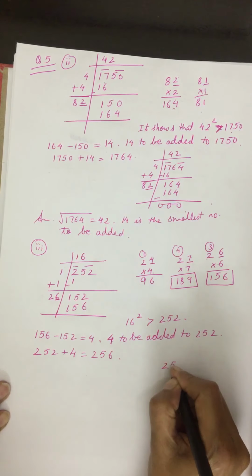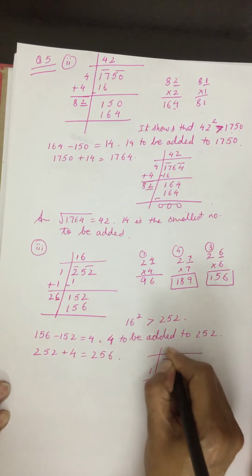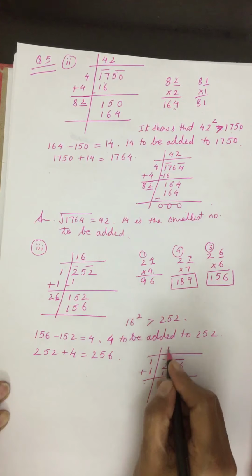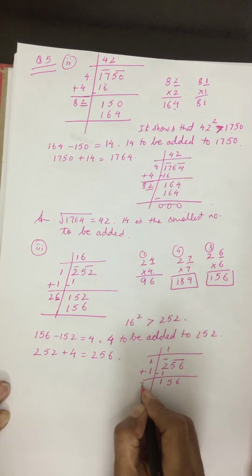Now I start finding the square root of 256. It is 1 1s are 1. Okay, double the divisor. 1 one is 1. Subtracted. Now just double the divisor. 1 plus 1, 2.